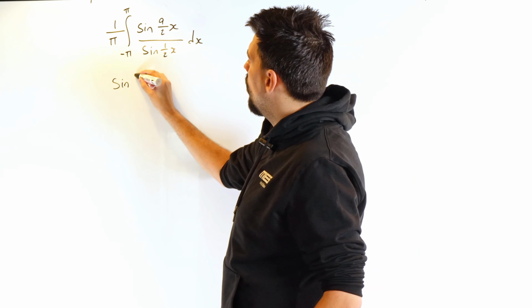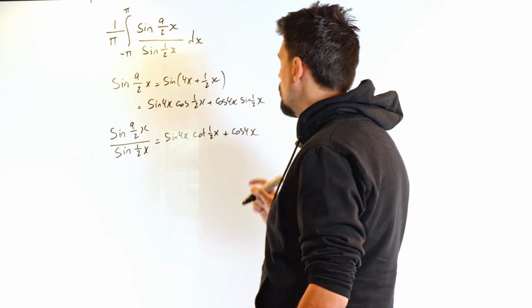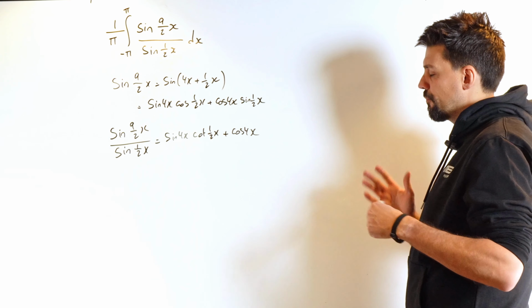So already, we'll do the integral right at the end, I can see that sine of 9 over 2 x times sine of a half x is equal to sine 4x, and I'm going to write this as cot half x for now, plus cos 4x, and that's quite nice.